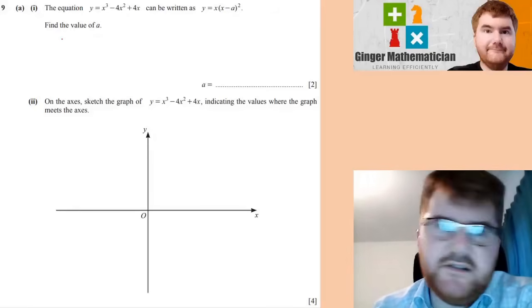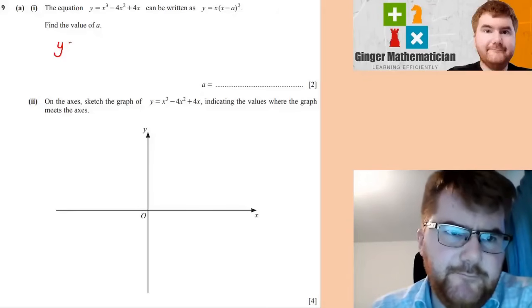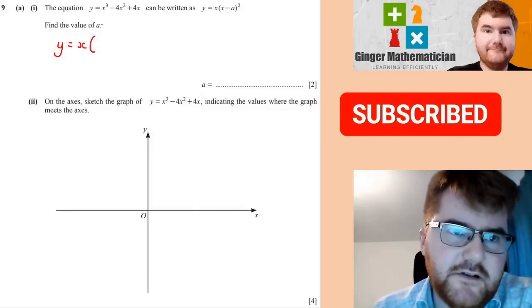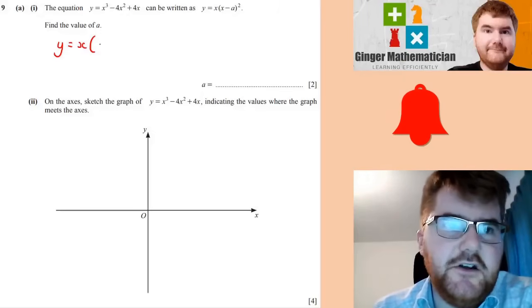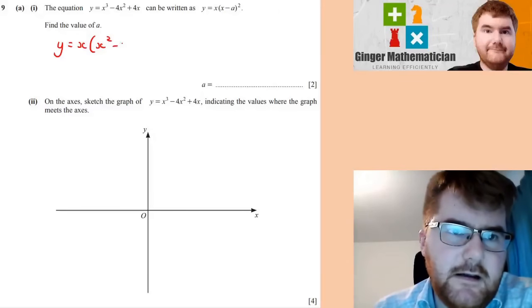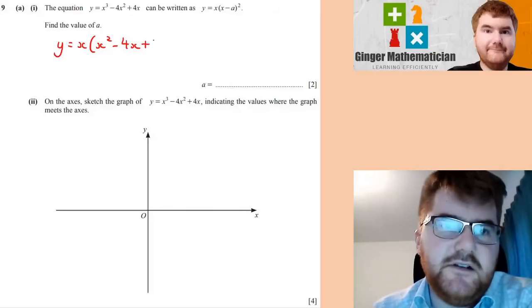So cubics, generally speaking, will be written in such a way so you can factorize this quite easily. Notice they've all got a factor of x here, so we're going to take a factor of x out. What do you multiply x by to get x cubed? X squared. What do you multiply x by to get minus 4x squared? Minus 4x. What do you multiply x by to get 4x? It's just plus 4.